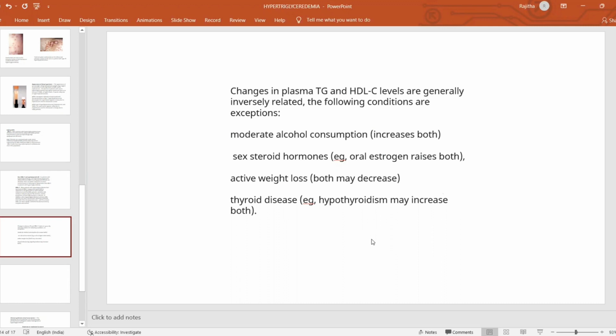In moderate alcohol consumption, both triglycerides and HDL cholesterol levels increase. With sex steroid hormones, like oral estrogen intake, both components are raised. In active weight loss, both are decreased. And in thyroid disease, both may increase.